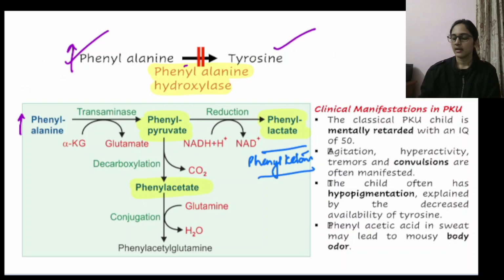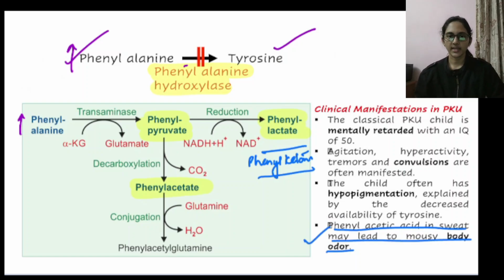So these phenylketones are responsible for the mousy odor of your body fluids, right? Not just urine, in the sweat even. So in the sweat also will lead to mousy body odor, right? Yes, so this is because of your phenylpyruvate excess in the circulation. Now, there is mental retardation, that is also because of the accumulation of these phenylketones. And there is agitation, hyperactivity, seizures, convulsions, tremors are all there.